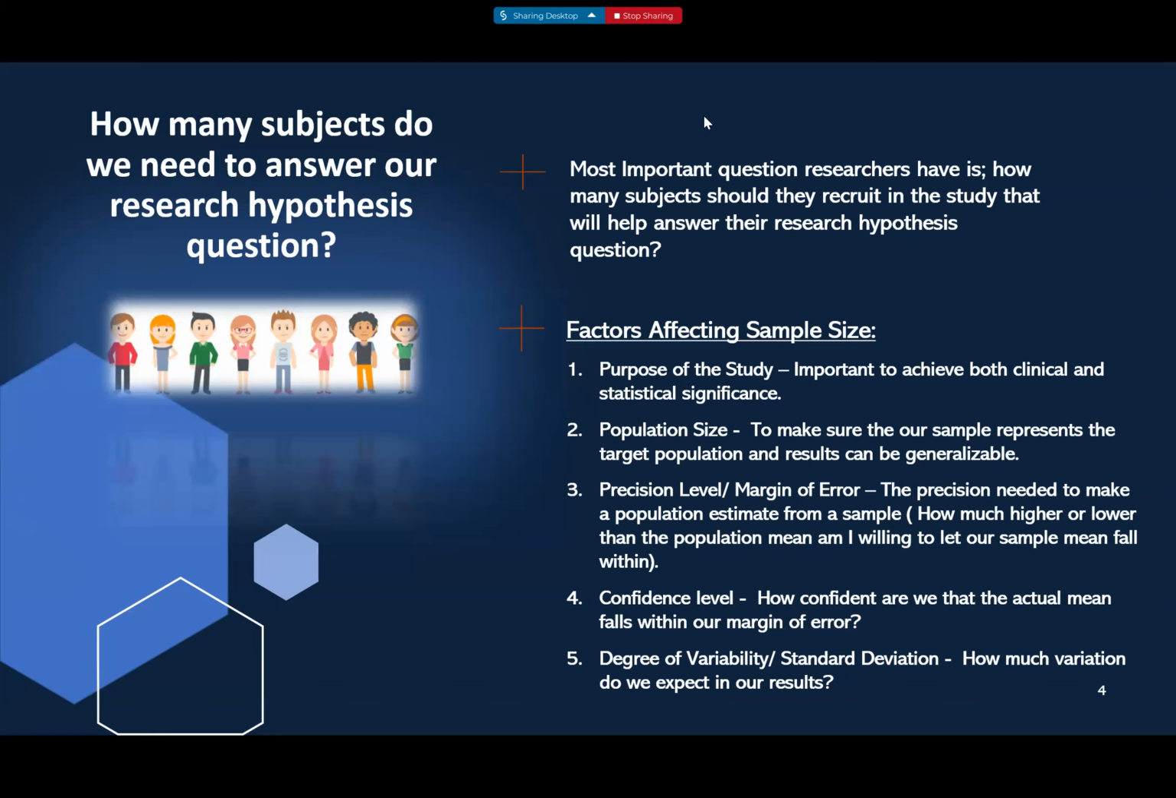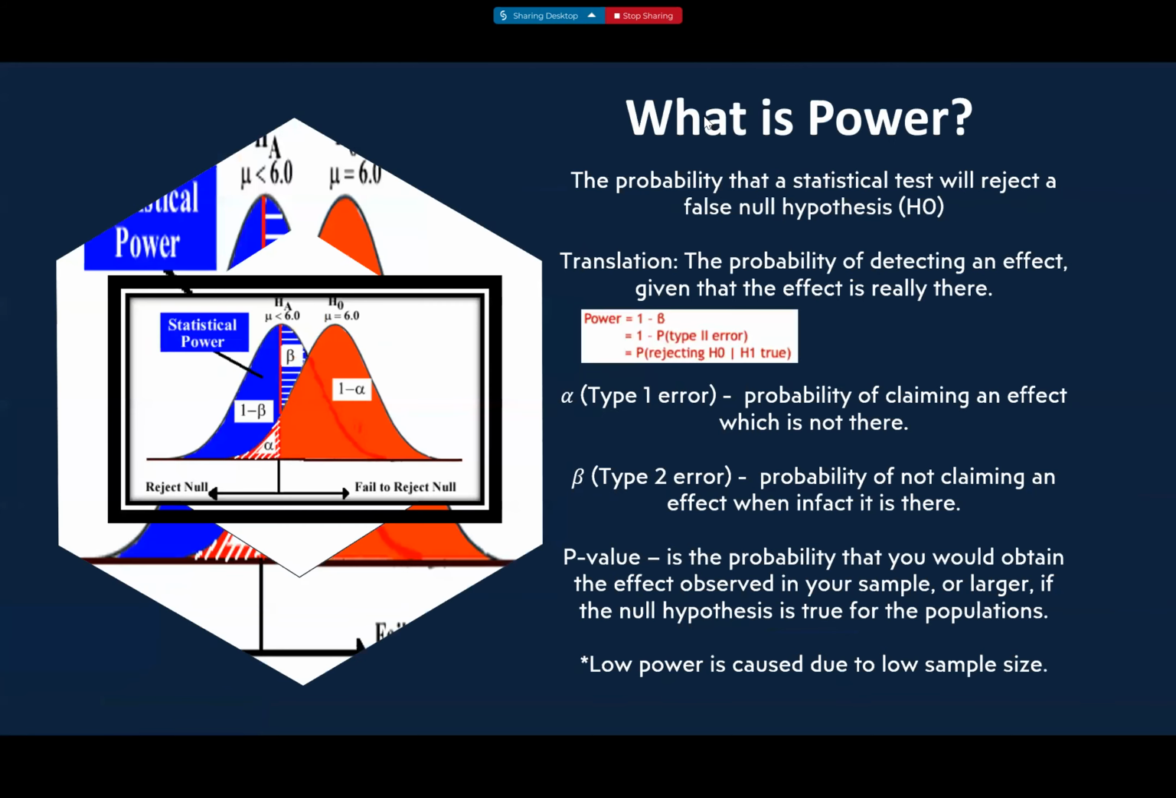How much variation do we expect in our results? Is there a lot of variability between two samples of data, for example? So we're looking at how much variability there is in our results. These are a few factors that affect sample size.